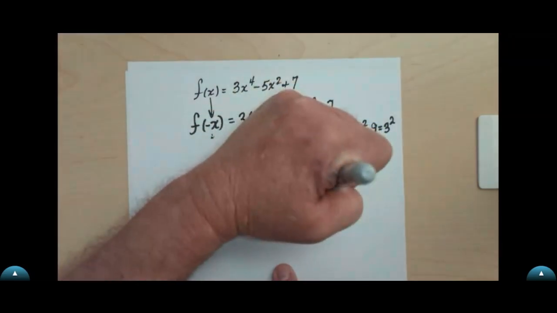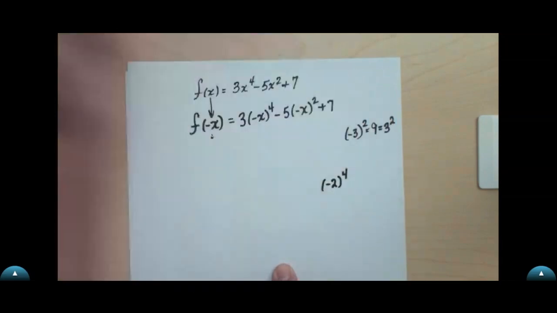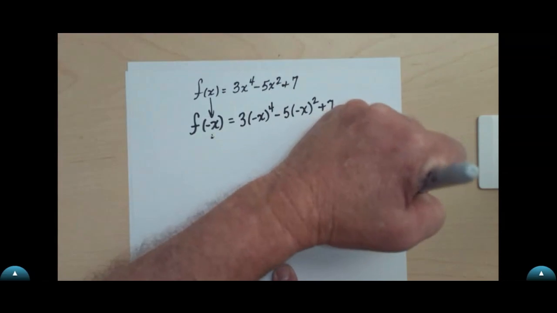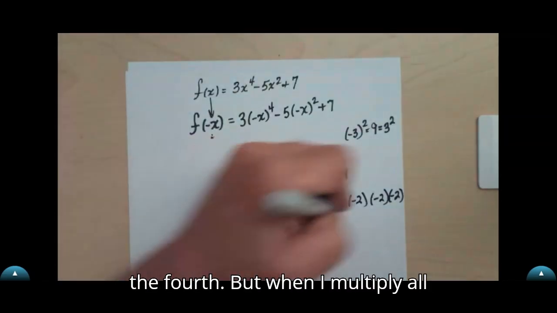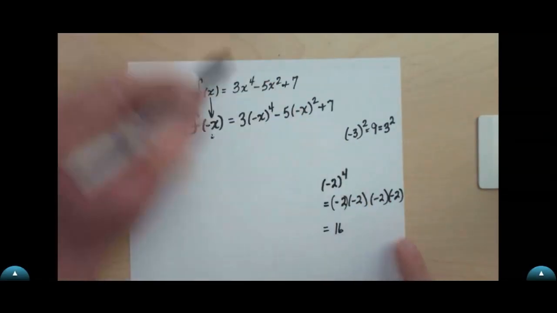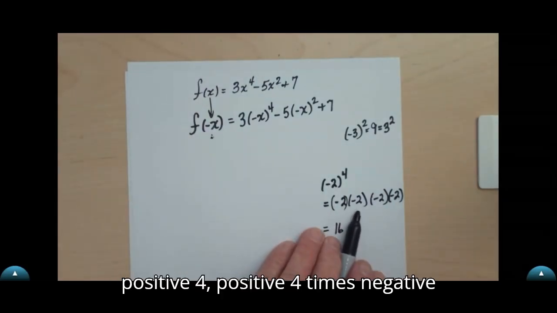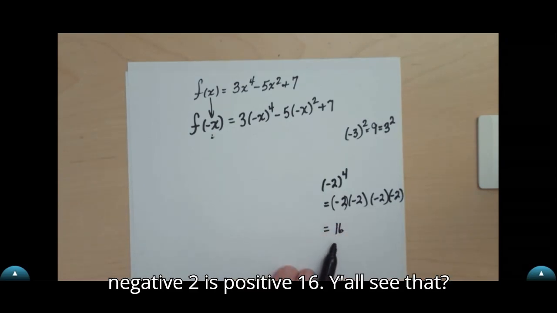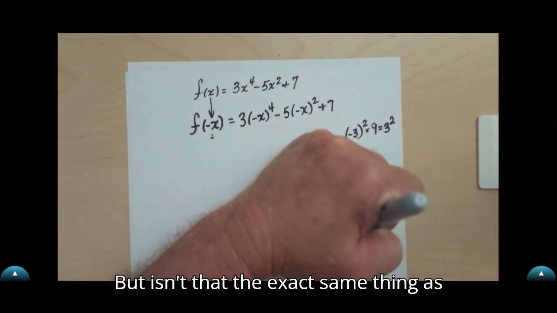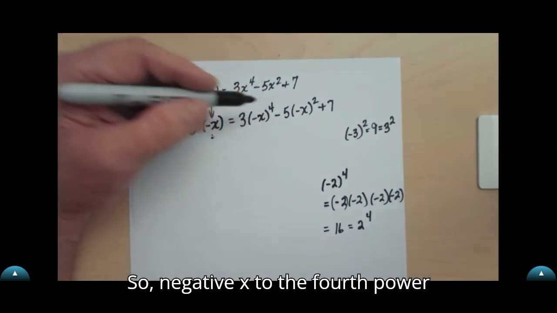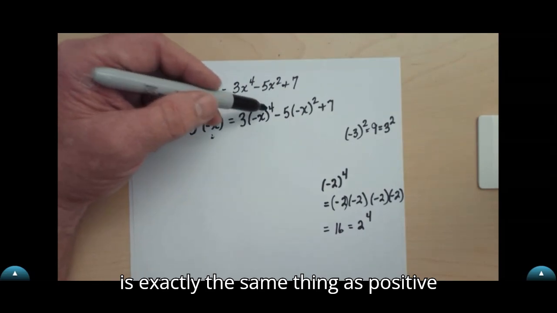Like if I had -2 to the 4th power, well, that would be -2 times -2 times -2 times -2. That's -2 to the 4th. But when I multiply all that, won't I get +16? Because -2 times -2 is +4. +4 times -2 is -8. And -8 times -2 is +16. Y'all see that? But isn't that the exact same thing as +2 to the 4th power? So negative x to the 4th power is exactly the same thing as positive x to the 4th power.